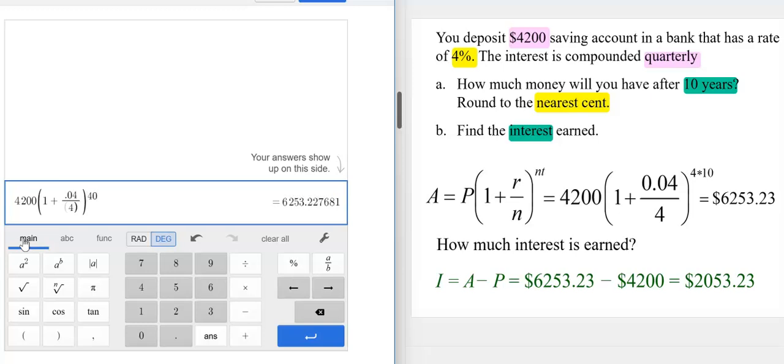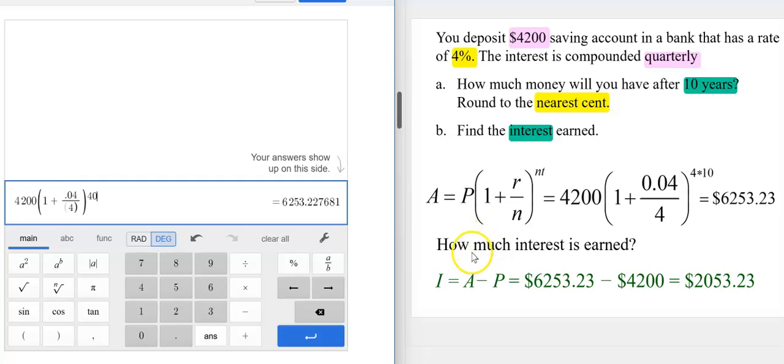If you type it, you see the future value is going to be $6,253.22, and rounded to the nearest cent this gives you 23 cents. So the answer is $6,253.23. That's the future value. So that's how you do it using a formula and the scientific calculator.